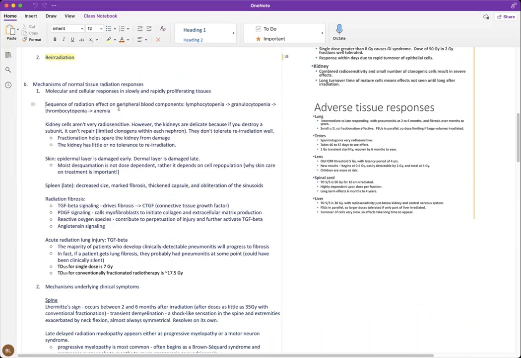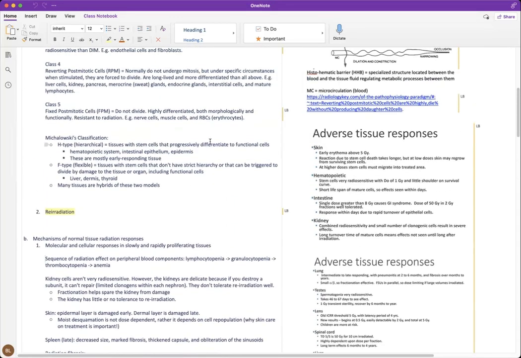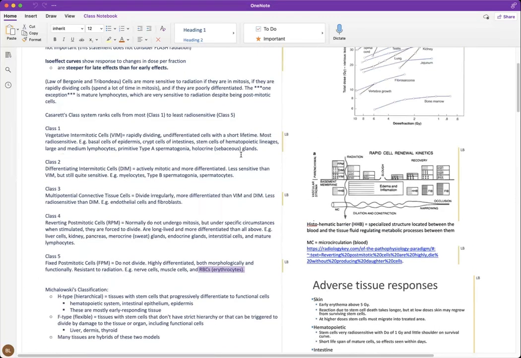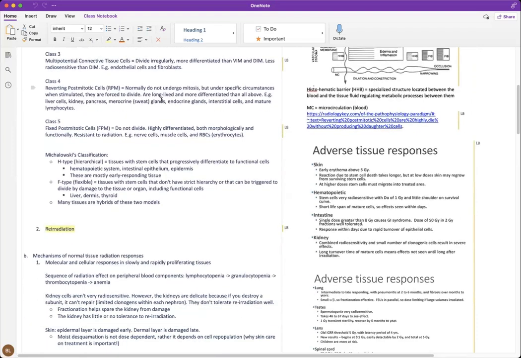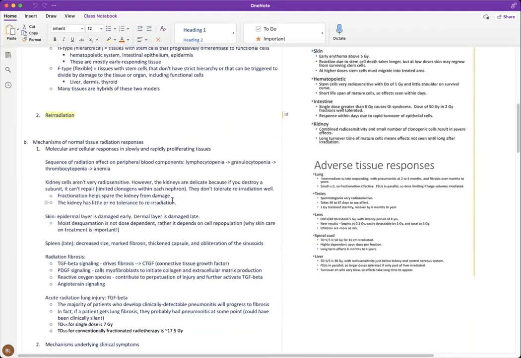So let's talk about blood. So here we saw that RBCs were the least radiosensitive. And then there was this thing about lymphocytes being very radiosensitive. So when you look at someone's blood counts after getting radiation, what are you going to see? First, you'll see lymphocytopenia.